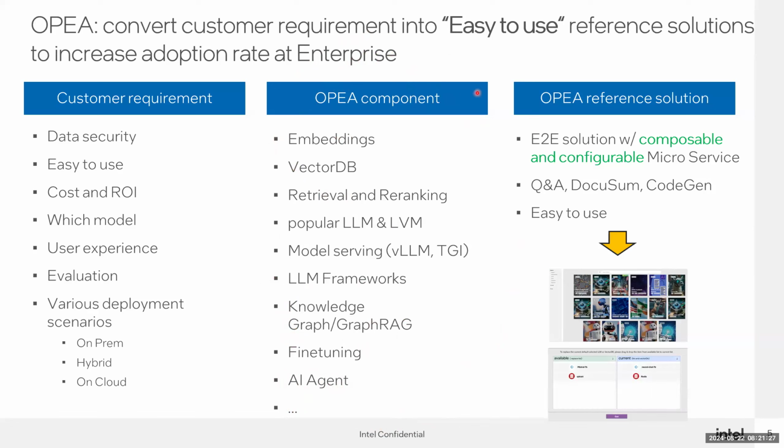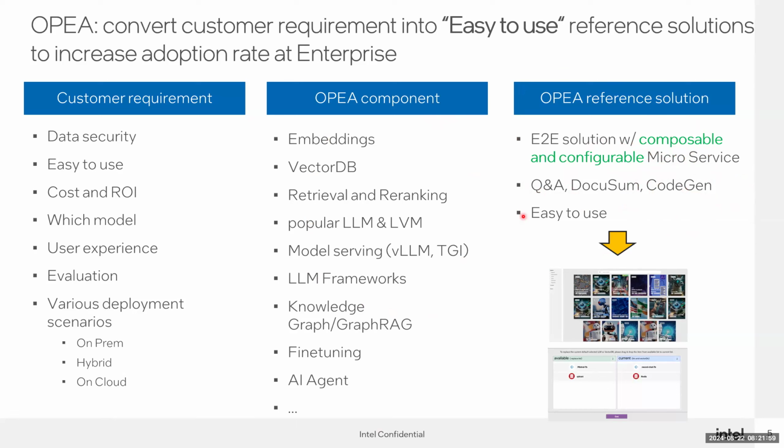And then we need to bring all the microservices together into a reference solution. And the key wording here, besides easy to use, is that we need to make sure the reference solution is composable and configurable. That means the enterprise customer can easily switch and replace the different components as they want. And we will support all the popular use cases like chat Q&A, document summary, code generation, code translation, and visual Q&A. We have a lot more in the pipeline.